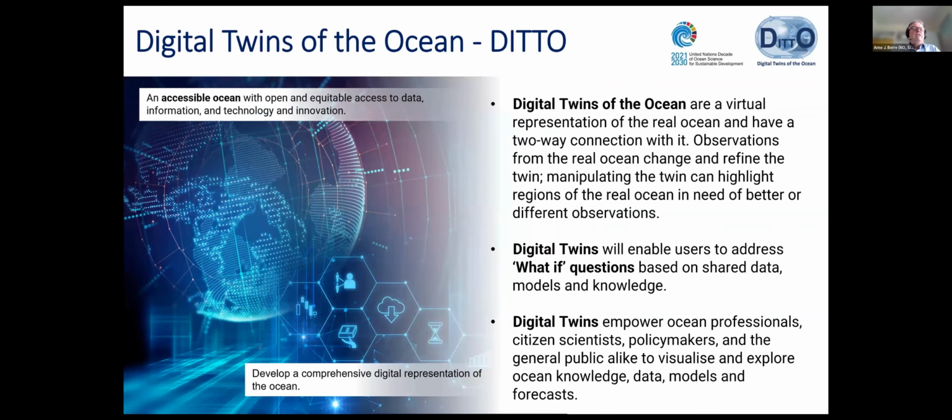DITO also has a set of definitions of digital twins, which are relevant, of course, when we talk about what they are. This is specialized for digital twin of the ocean. We'll give some pointers to more general digital twin definitions later. But basically, virtual representation of the real ocean with a two-way connection with it, with this feedback cycle we saw. Observations from the real ocean change and refine the twin. Manipulating the twin can highlight regions of the real ocean in need of better or different observations.